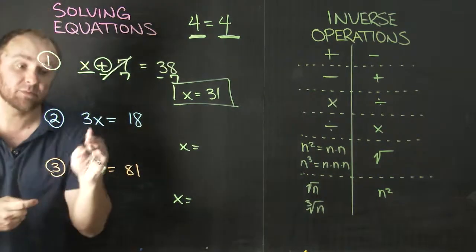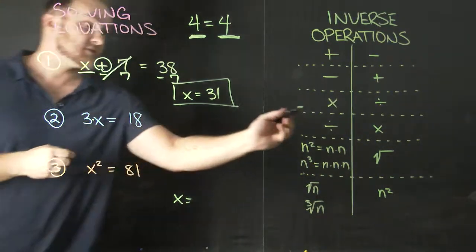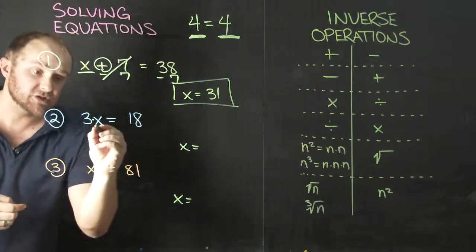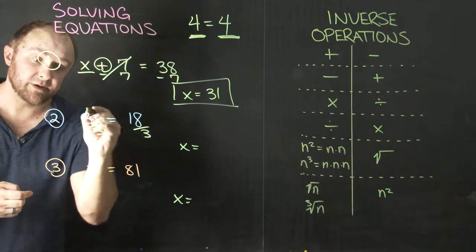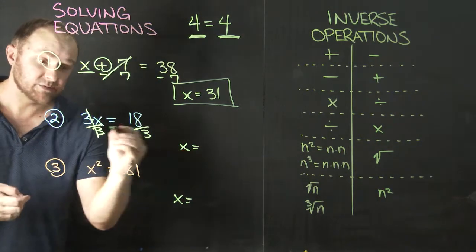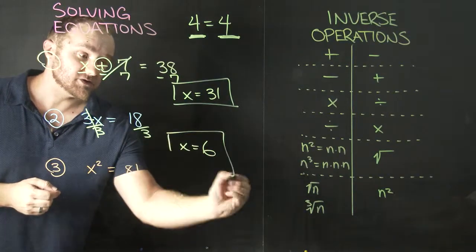Going down to our second example, we can see that the operation is multiplication. That's 3 times x. The inverse operation of multiplication is division. So I would divide both sides by 3. 3 divided by 3 is 1. So I have 1x, which again is exactly what I want. 18 divided by 3 is 6. And that equation is solved.